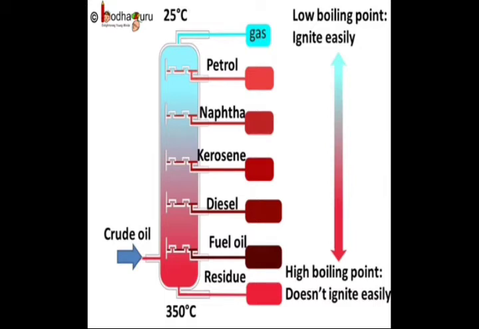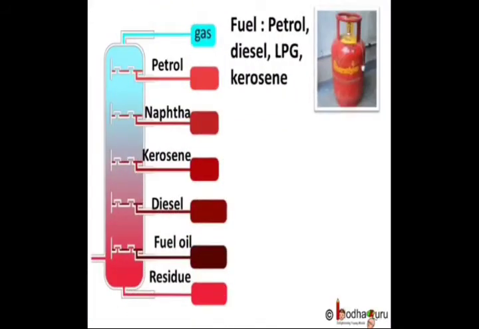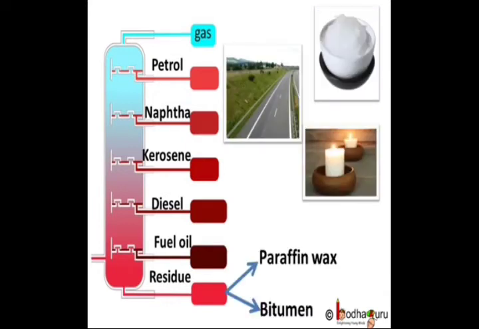After fractional distillation, you will get lots of products. What are the products? You will get fuels like petrol, diesel, LPG, kerosene, etc. Not only these fuels, other things also you will get. You will get some paraffin wax and bitumen. These are all the petroleum products. Paraffin wax means petroleum jelly.